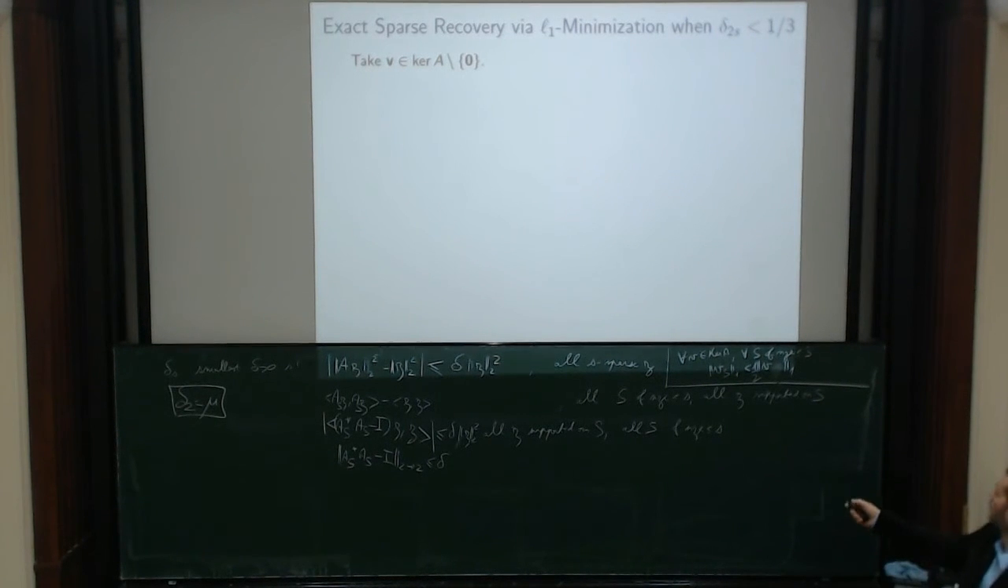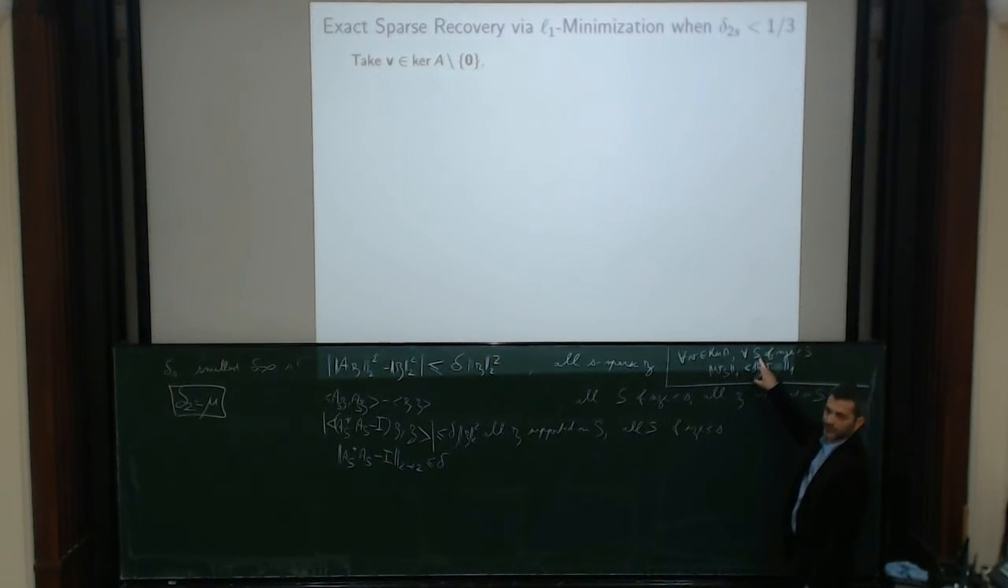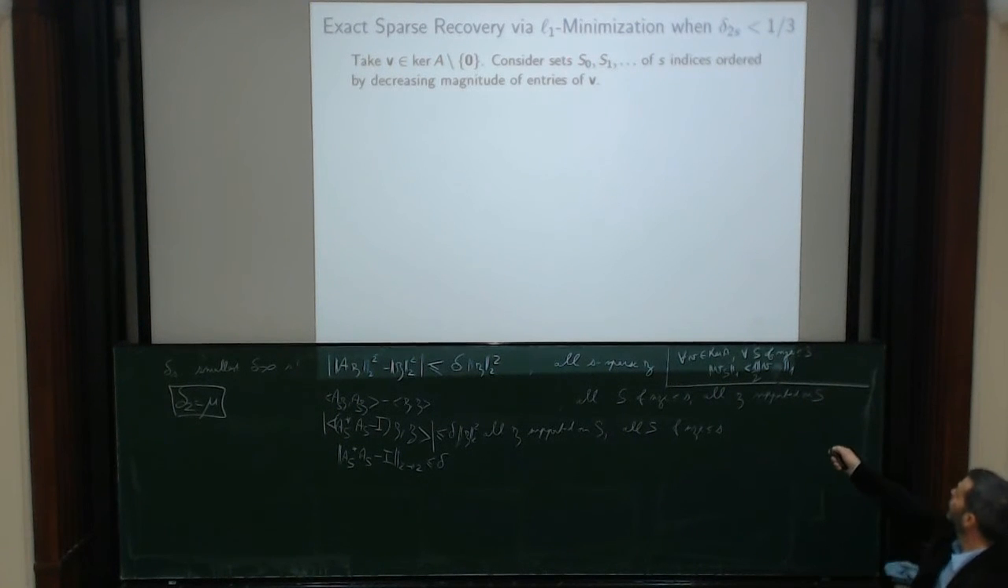So take a vector V in the null space. This is my objective. Now, I wanted to prove it for every index set of size S, but I might as well take the index set that contains the S largest entries of V, because if I do that, all the other ones will be small. So I take S to be S0, the index set of largest absolute entries of V. And also, I will keep on grouping the indices into groups of size S according to the decreasing magnitude of the entries of V. So S0 contains the S largest, S1 contains the next S largest, S2 contains the next S largest, etc.